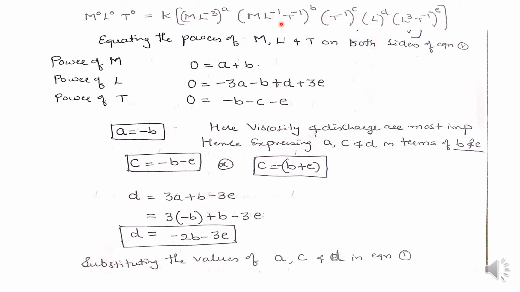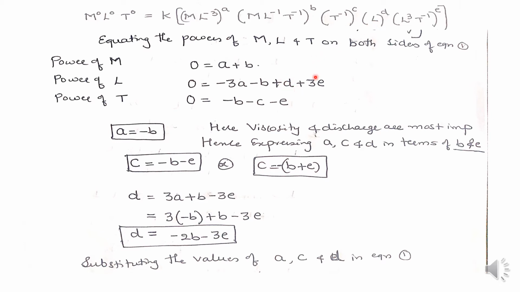Next, the power of L. The power of L is 0 on the left hand side of the equation. On the right hand side, the power of L is minus 3a, then minus b from the viscosity term. The angular velocity term has no L term. The diameter term has L to the power d, that is plus d. For the discharge term, it is 3e, plus 3e. We have added all the powers of L for both sides of the equation.